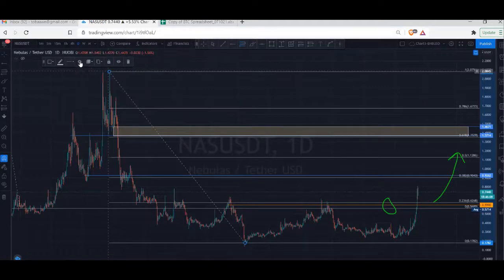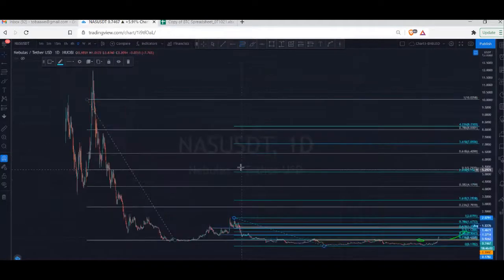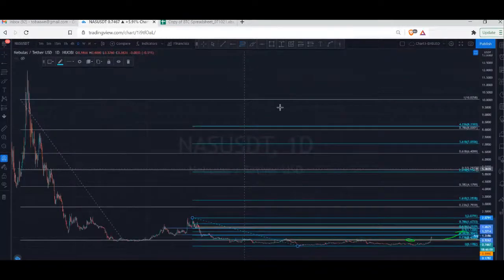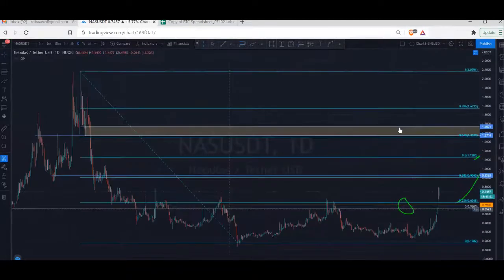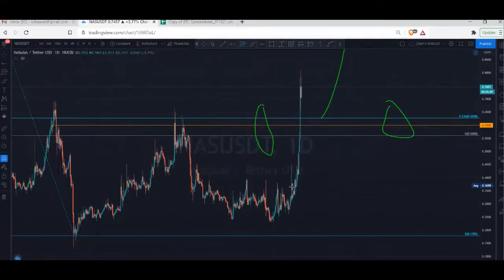Let me change this color so that we can see. Can we see confluence? Is there any confluence? Now those places where you have those confluences, they are strong levels. Price will always react to those levels. So after doing all this, what can I draw?